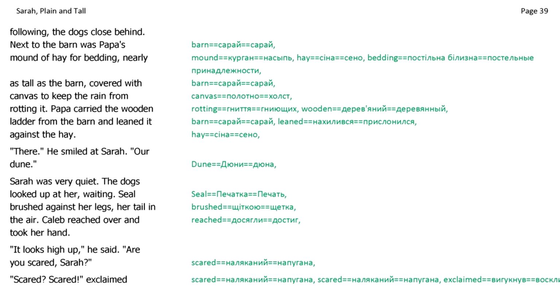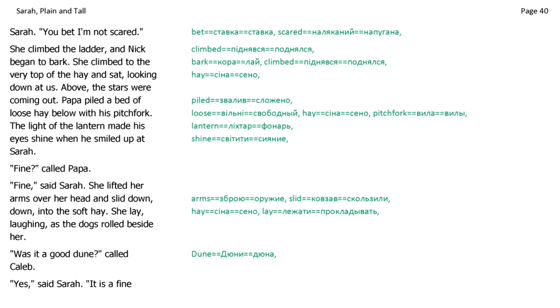Sara was very quiet. The dogs looked up at her, waiting. Seal brushed against her legs, her tail in the air. Caleb reached over and took her hand. "It looks high up," he said. "Are you scared, Sara?" "Scared?" exclaimed Sara. "You bet I'm not scared." She climbed the ladder, and Nick began to bark. She climbed to the very top of the hay and sat, looking down at us. Above, the stars were coming out.